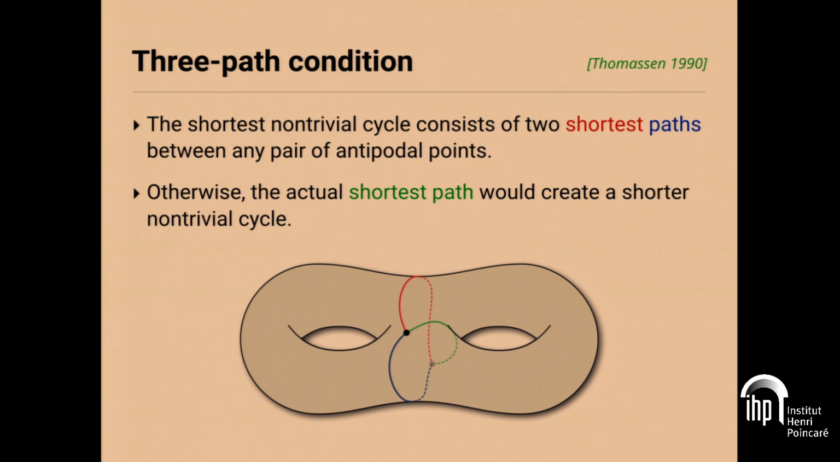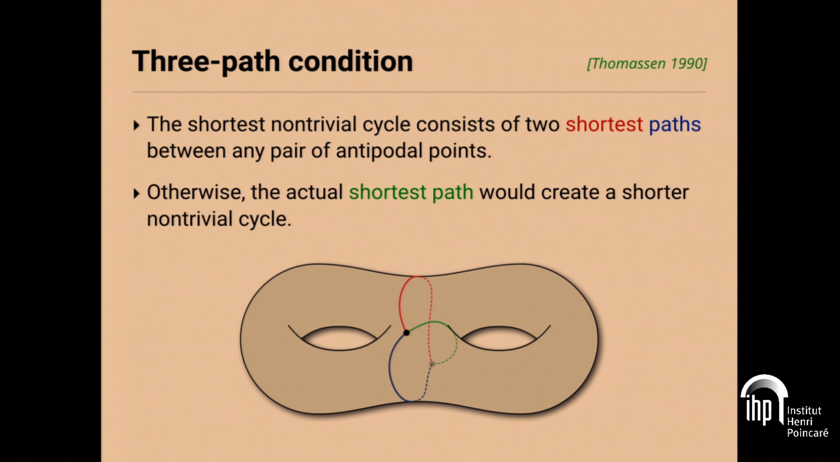Specifically, the shortest non-trivial cycle of either type must consist of 2 shortest paths between any pair of points that are as far apart as possible on the cycle. So take your shortest non-contractible cycle, pick any point, pick another point that's as far away on the cycle as possible. This breaks the cycle into 2 paths. Those must be the globally shortest paths between those two antipodal points, because if they weren't, I could take the true shortest path. Say the red and blue cycle is, I claim, the shortest non-contractible cycle, but the red and blue paths are not shortest.